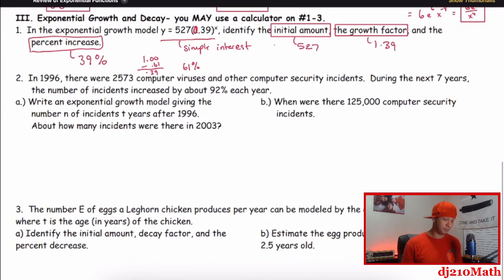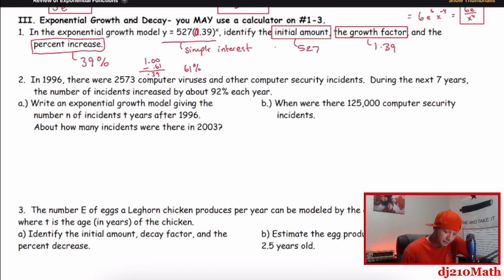Number 2. In 1996, there were this many computer viruses and other computer security incidents. So this is some current amount, so P. During the next 7 years, so T, the number of incidents increased. So it went up, meaning bigger than 1, right? Increased by 92% each year. So 0.92. Write an exponential growth model giving the number N of incidents T years after 96.